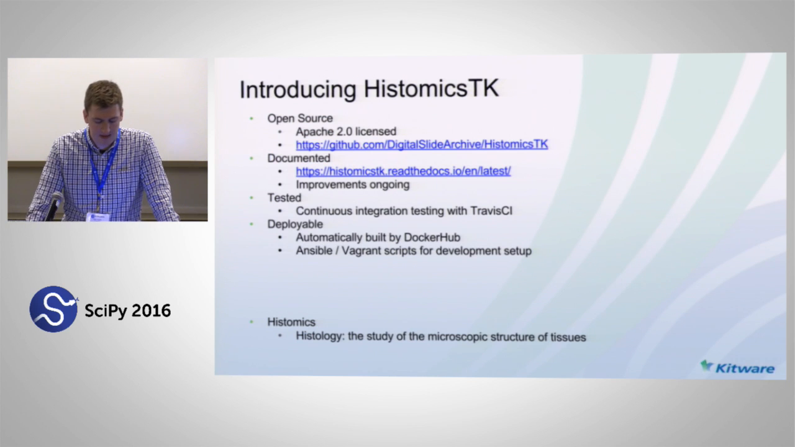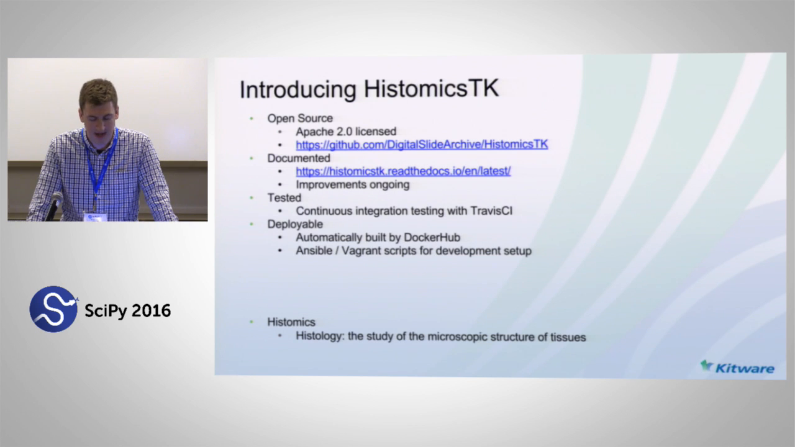So HistomicsTK is what we call our effort. Histomics is, of course, histology, microscopic tissue, plus omics as in proteomics, genomics, et cetera, because we're really focused around the analysis of large numbers of these images, ultimately. So everything we have here is open source. It's Apache licensed. You're free to use it and fork it and do whatever you'd like with it. But of course, come and talk to us if you find it useful.